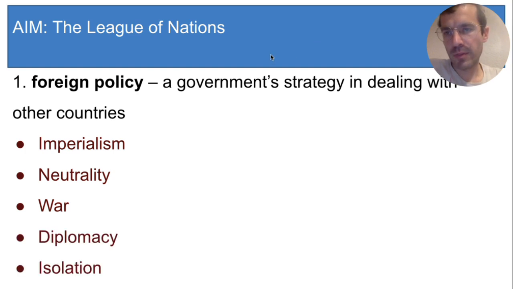We're going to end this unit by looking at two other examples of foreign policy: diplomacy and isolation. I'll tell you what those mean in a moment.